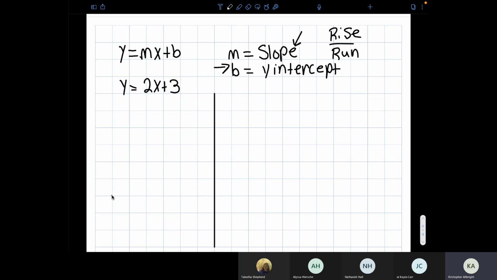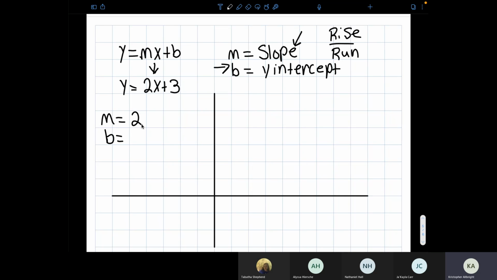So continuing my graph. Let's try to graph y equals 2x plus 3. The first thing I'm going to do is pull this information out. I'm going to write over here m equals, b equals. So m is our slope. It's 2. And we're going to want our slope always in the form of a fraction.